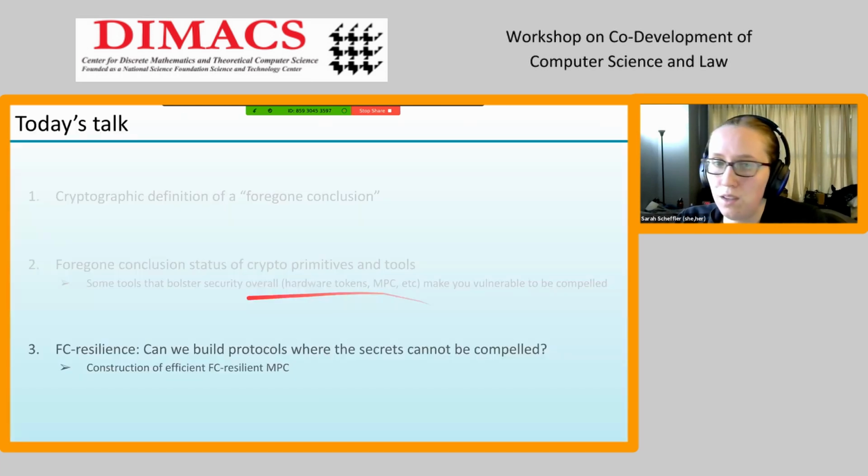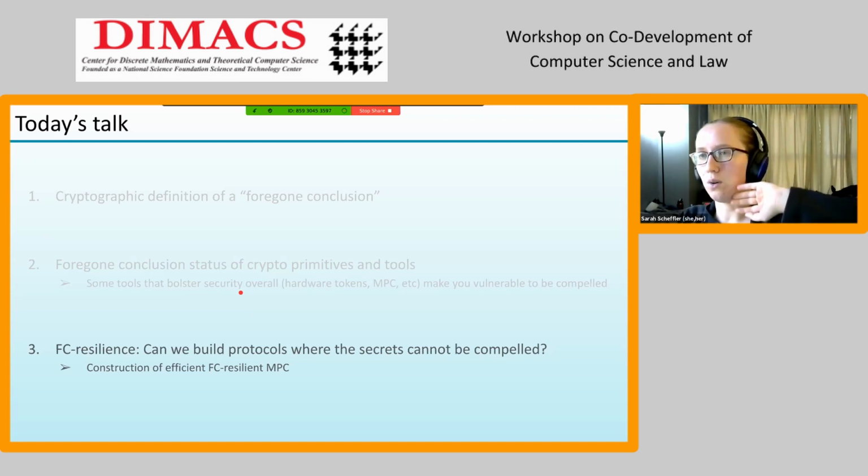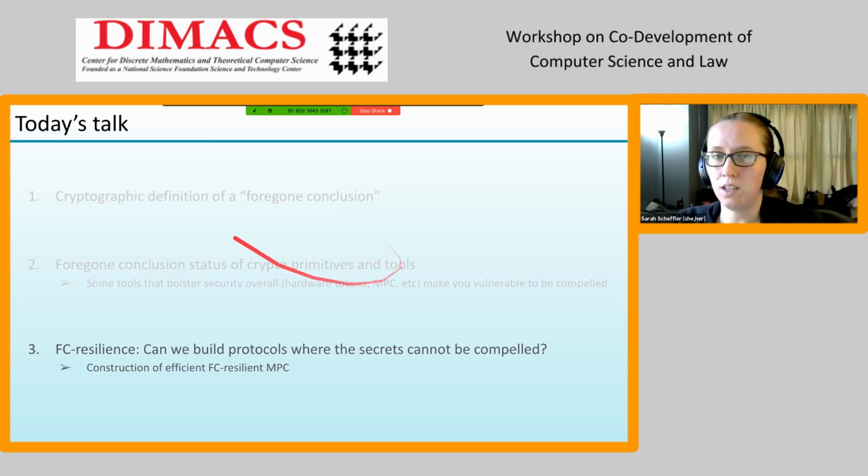Okay, so let me switch gears one more time and think about constructive things we can do as security researchers. So forget about whether or not you agree or disagree with me on the definition that I talked about in part one. Let's suppose we all agree on just a definition of what a foregone conclusion is. So now I want to ask the question, under that definition, can I build a protocol where the secrets cannot be compelled?